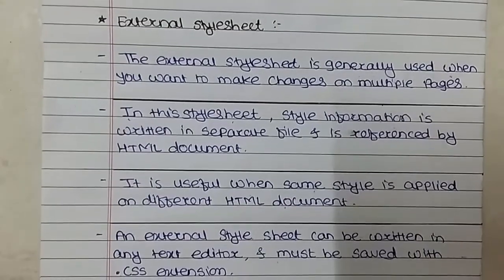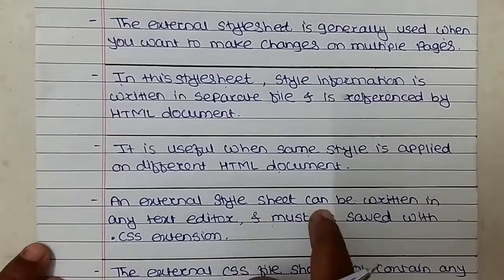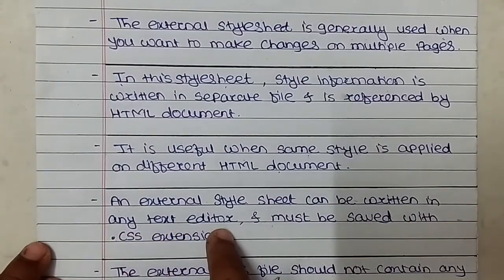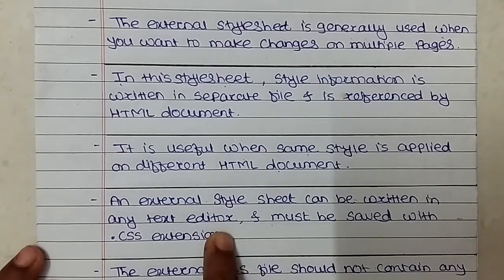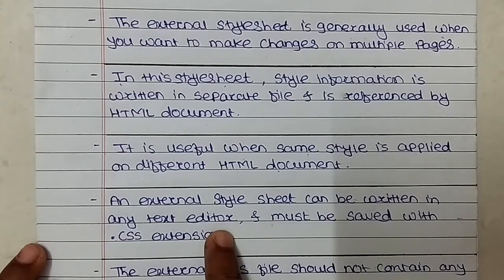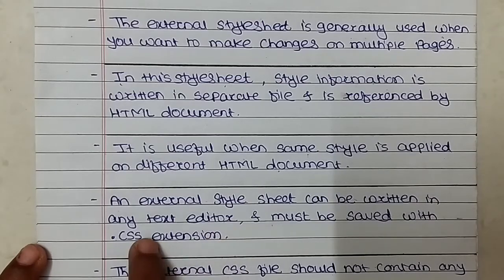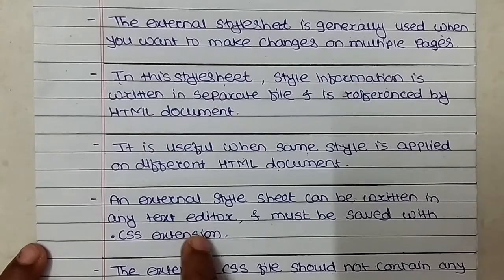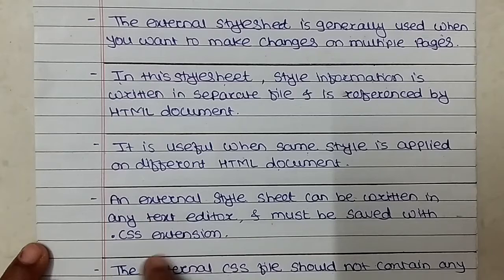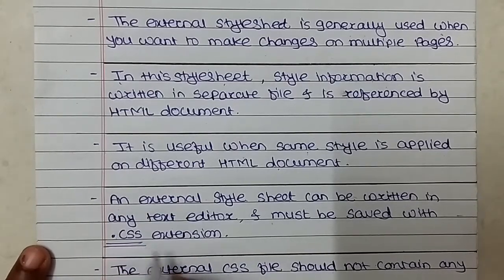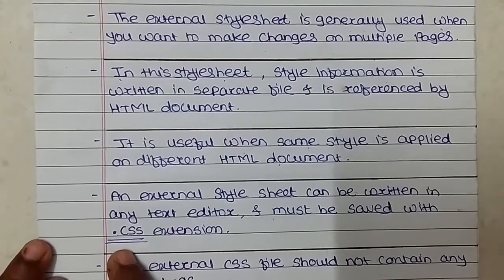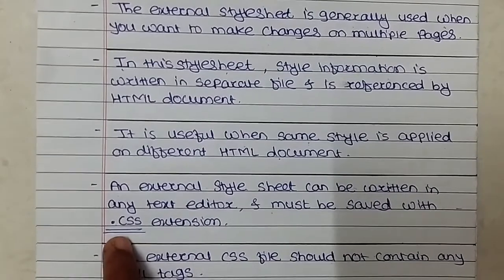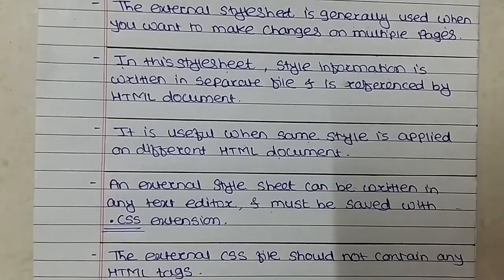Next, an external style sheet can be written in any text editor, like Notepad++. There are different types of text editors, so you can use any one of them to write the external style sheet, and you must save this file with the extension .css. The .css extension is used to create the external style sheet.